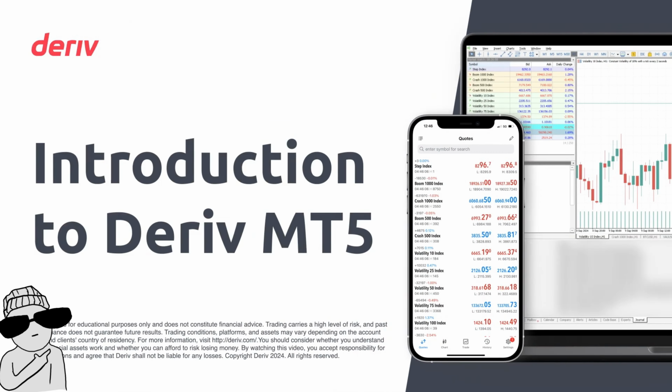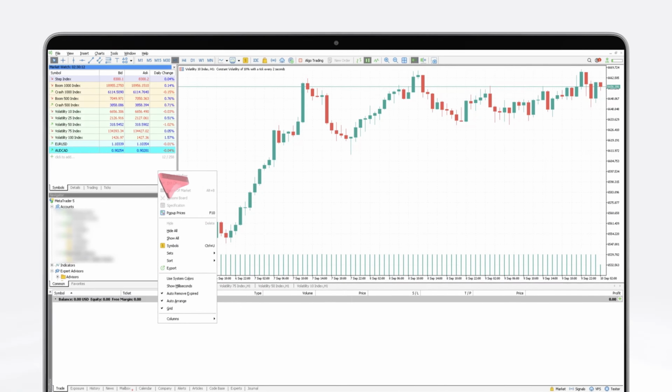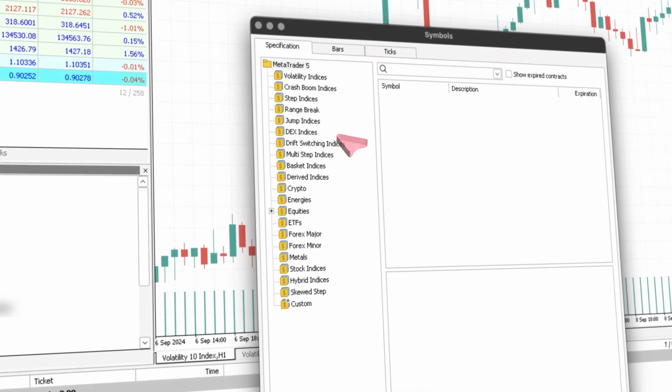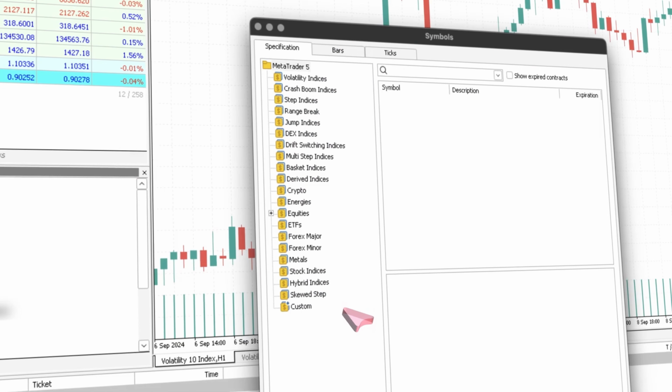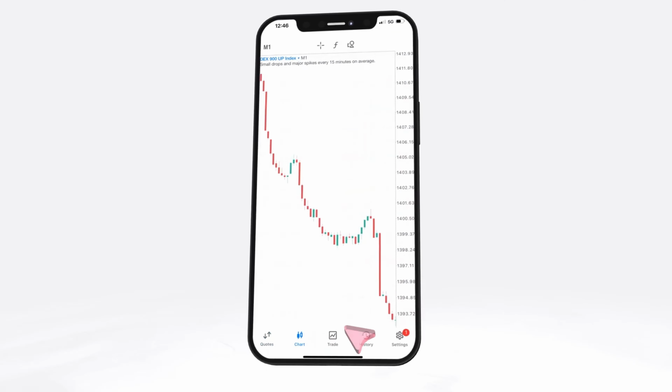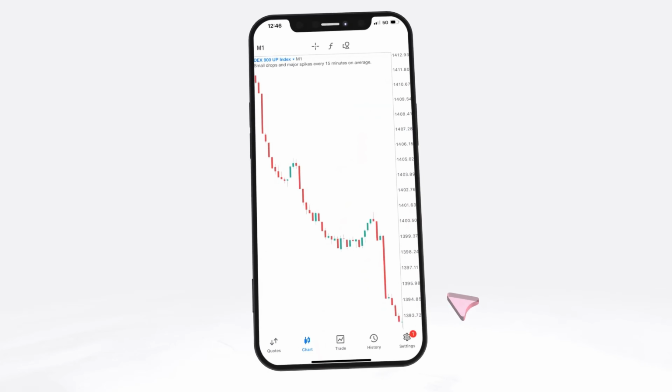Welcome to Deriv MT5, your gateway to multi-asset trading with advanced tools and an intuitive interface. Deriv MT5 empowers traders with diverse markets, including forex, commodities, and synthetic indices. Whether you're a beginner or a seasoned trader, Deriv MT5 gives you the flexibility to trade on your terms.